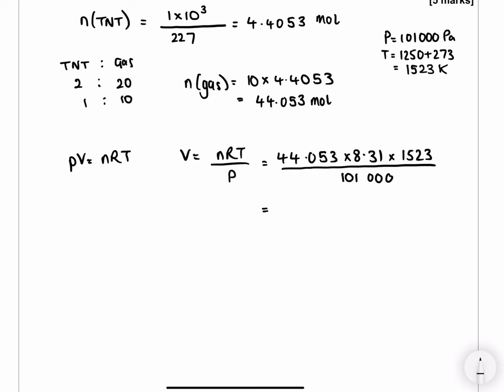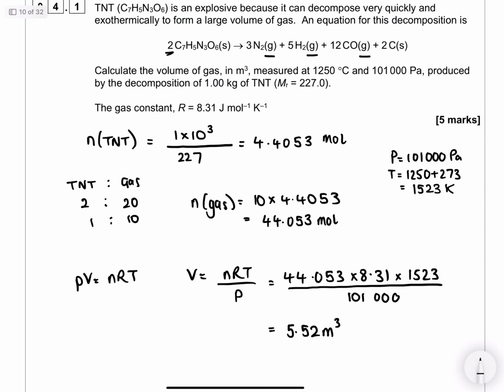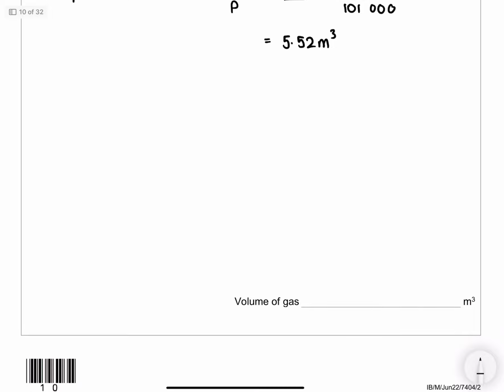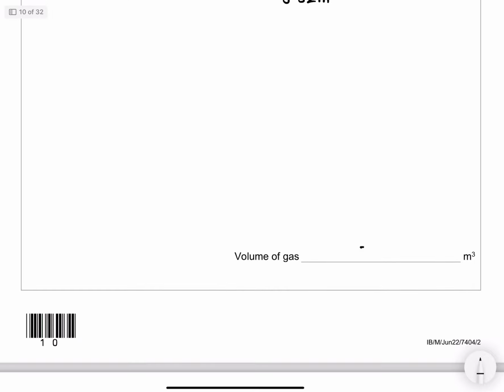So type all that in our calculator, and we get 5.52 meters cubed. And then we just go back. It doesn't ask for a specific number of significant figures, so I'm just going to keep it at 3. 5.52 meters cubed.